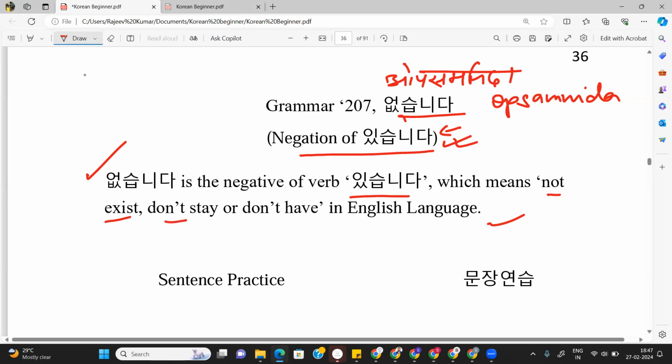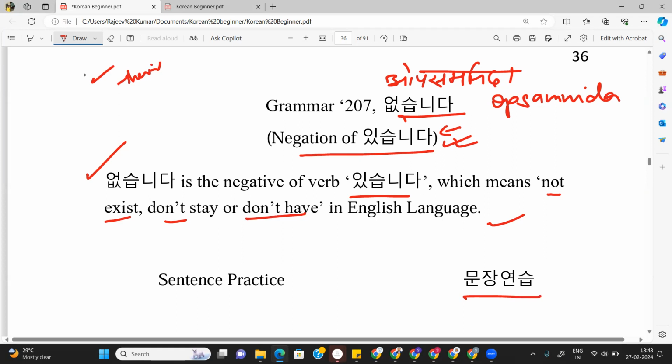This is exist, not exit. Exit is like the way out. This is exist, which means there is. Okay, so let's start and read this one.